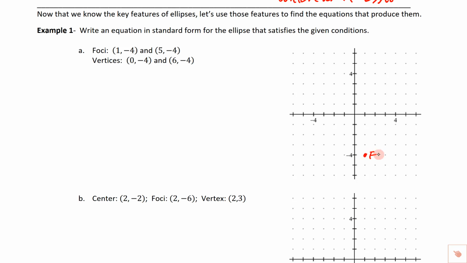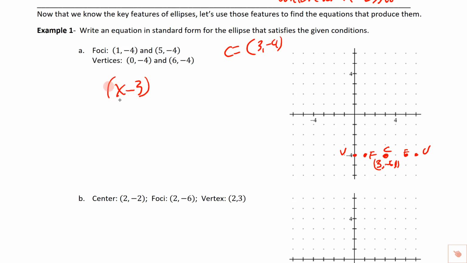And then (5, -4). So (5, -4) would be right here. There's another focus. And then vertices at (0, -4). So there's a vertex. And then (6, -4), so right there. So it's pretty clear to tell that we've got a horizontal major axis. The center, if you needed to, you could use the midpoint formula. But if you've got a focus over here and a focus over there, then the center is going to be right there. So we can identify that one. That's going to be at (3, -4). There's the center.